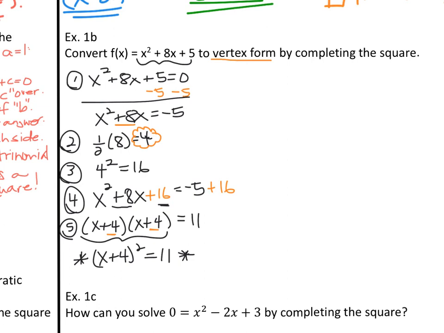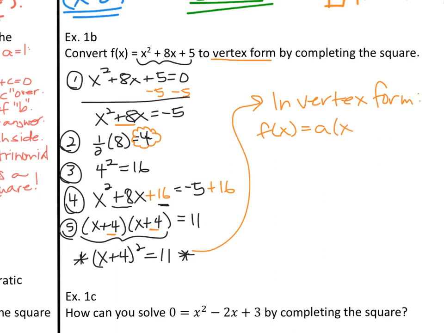However, we were asked to write in vertex form. All we need to do now is make sure it follows our vertex form template. And that was y equals, or f of x equals, a times x minus h squared plus k. Well, we've got the x minus h squared part. We just need to move the 11 to the other side for that plus k part. So if we do x squared plus, well, not that at all. Hang on.